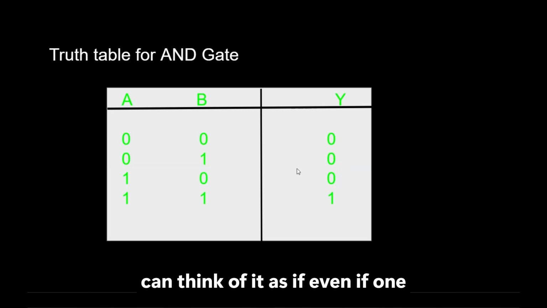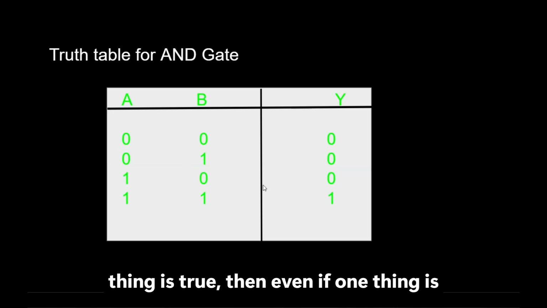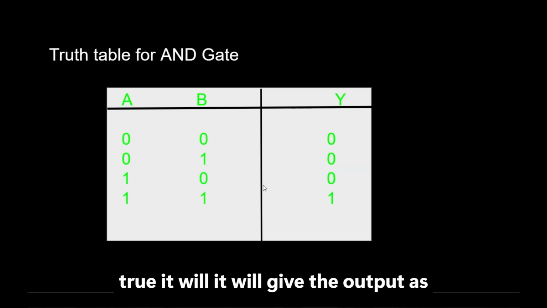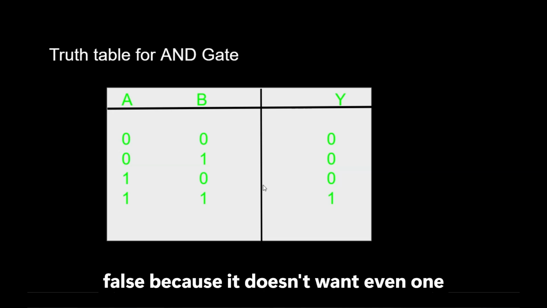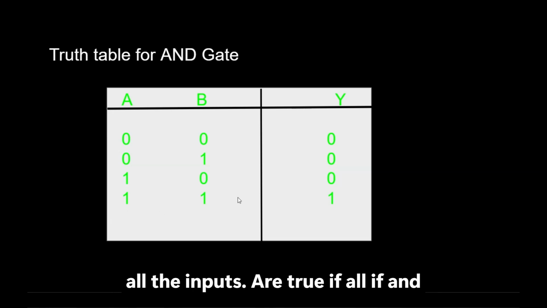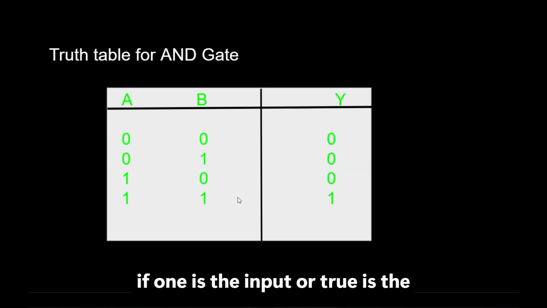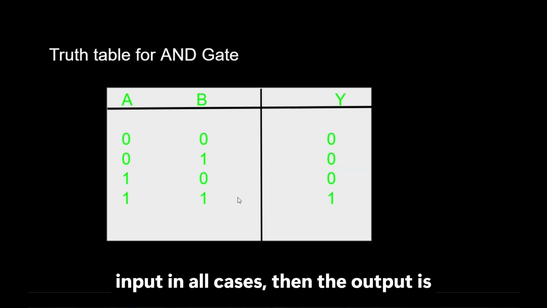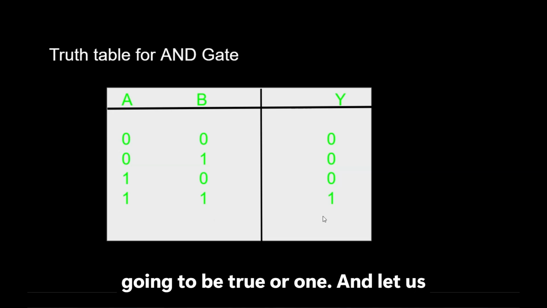So you can think of it as even if one thing is false, it will give the output as false, because it doesn't want even one thing to be false. You can think of it as if all the inputs are true, if 1 is the input in all cases, then the output is going to be true or 1.